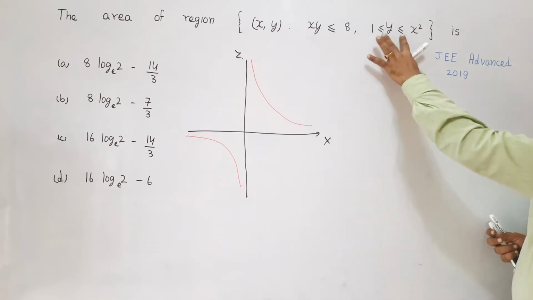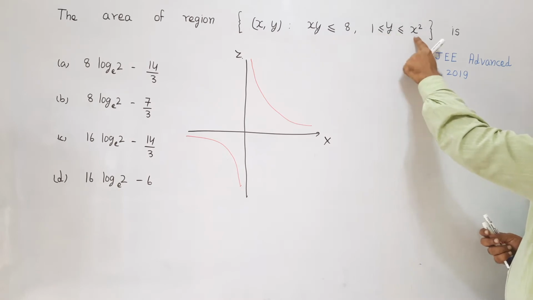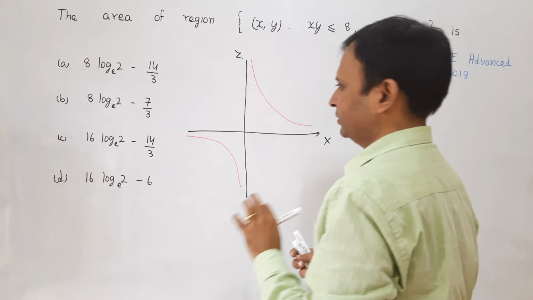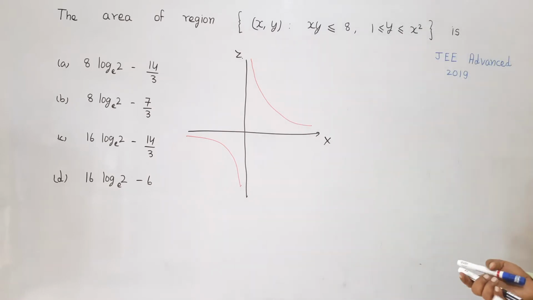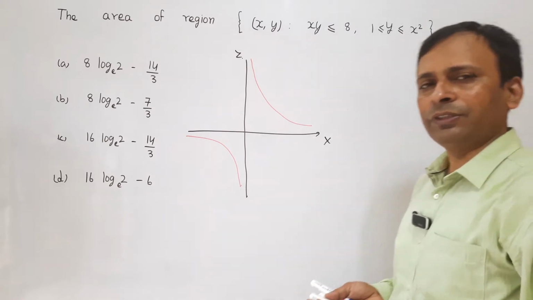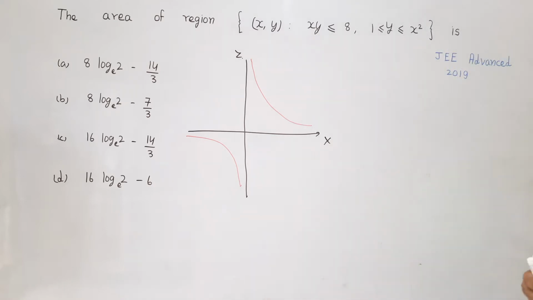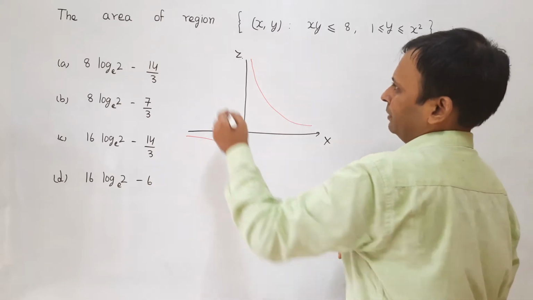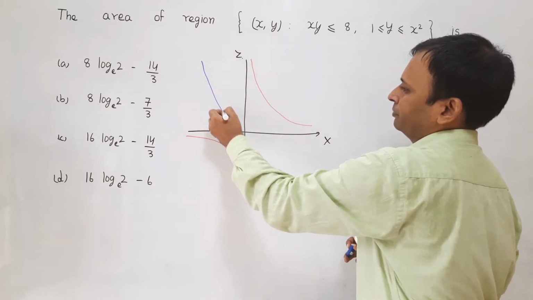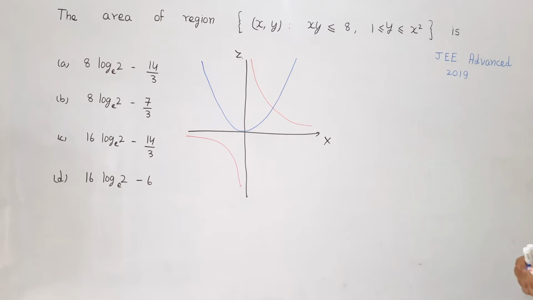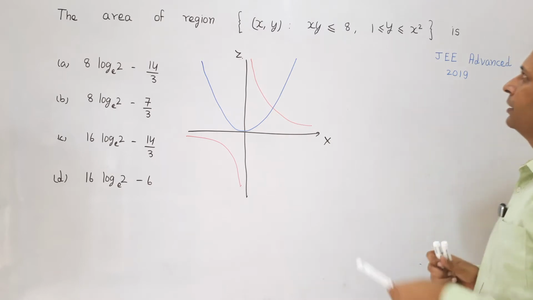So I will forget about the inequality. I will first talk about the curve y equal to x square. What would y equal to x square be? It will be a parabola. This parabola will have the vertex at origin and the axis along the y axis. So I will draw a parabola like this. So this is the parabola, y equal to x square.